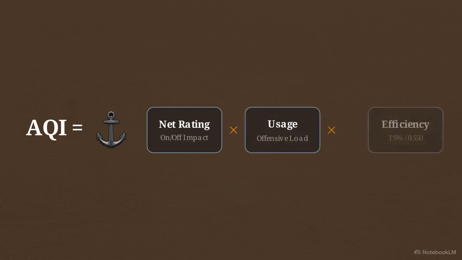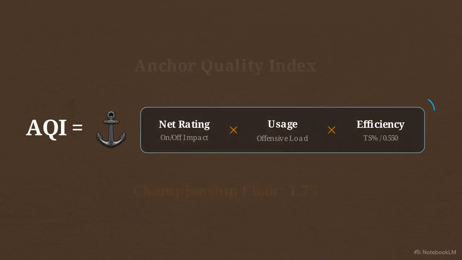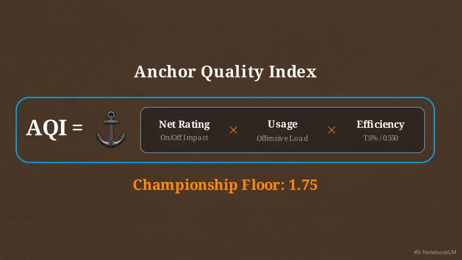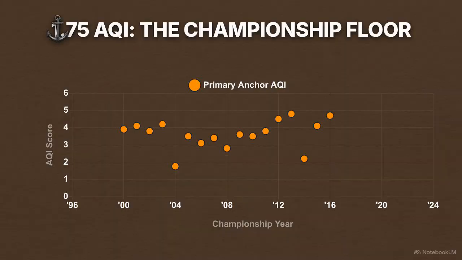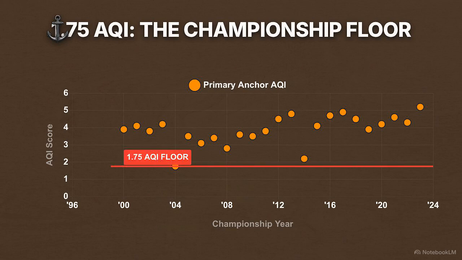Translating that micro-level possession math into a macro-level player evaluation gives us the Anchor Quality Index, or AQI. AQI isolates players who can shoulder a massive amount of offensive usage, maintain elite shooting efficiency, and generate a positive net rating while on the floor. It asks a simple question: does a player actually help the team when carrying the heaviest load?